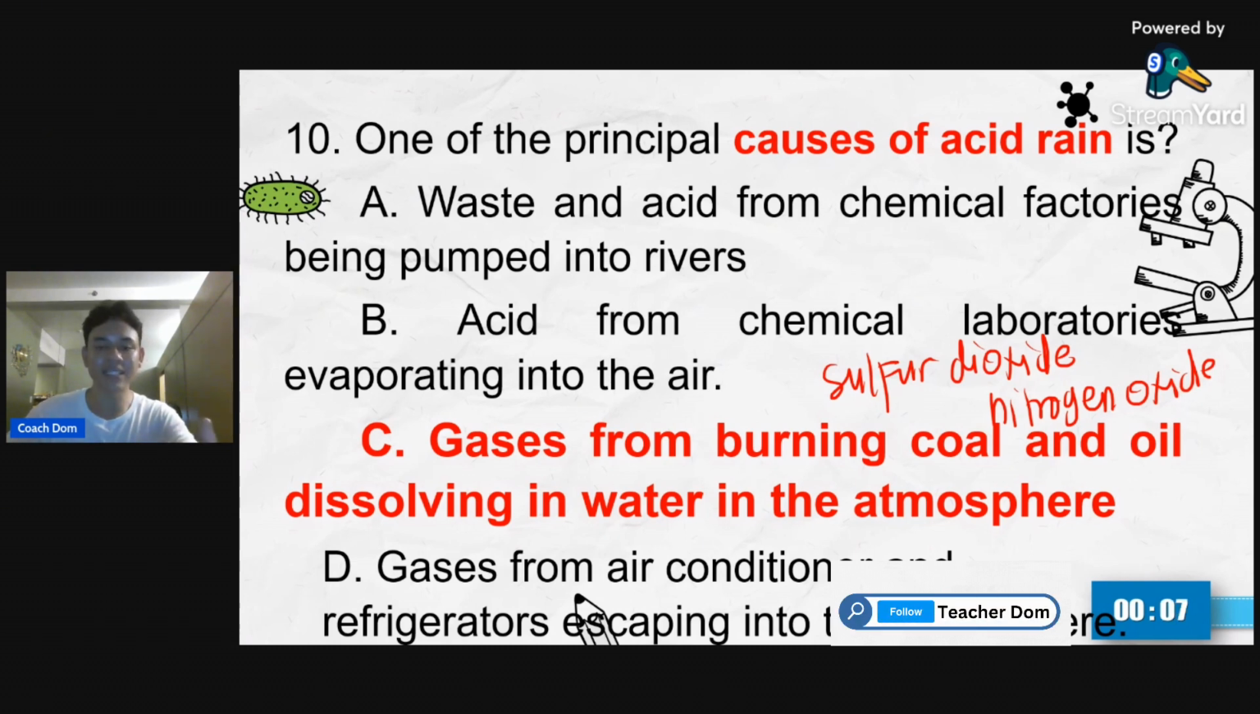So it is going to mix. Once they mix na po, it will react with water, also with oxygen and other chemicals to form more acidic pollutants, which is what we know as acid rain. Right answer here is letter C, Charlie.